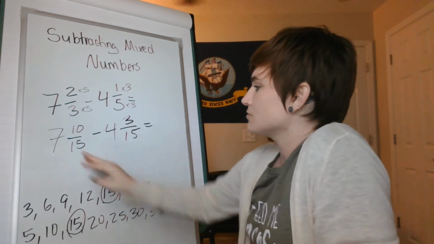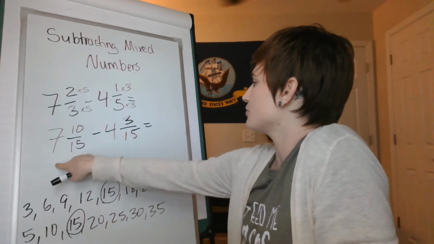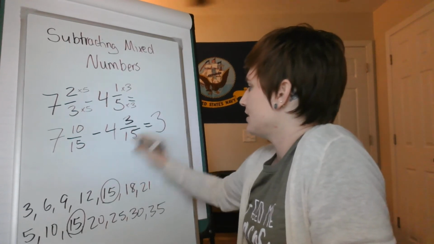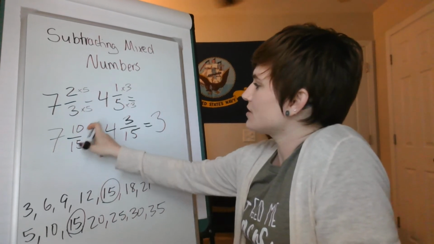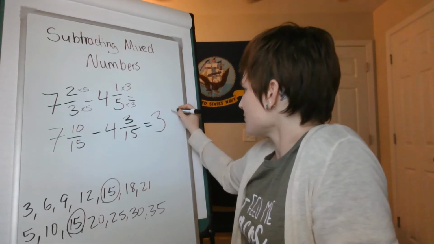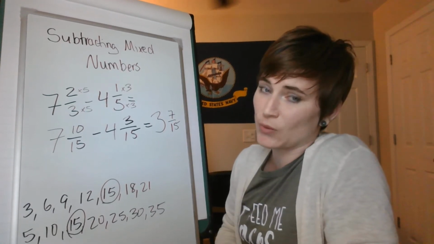Okay, so here your whole number is larger. You can subtract your 4 from your 7. That's going to be 3. And your numerator is larger where it needs to be larger. 10 minus 3, that is 7 15ths. This is your most simplified form.